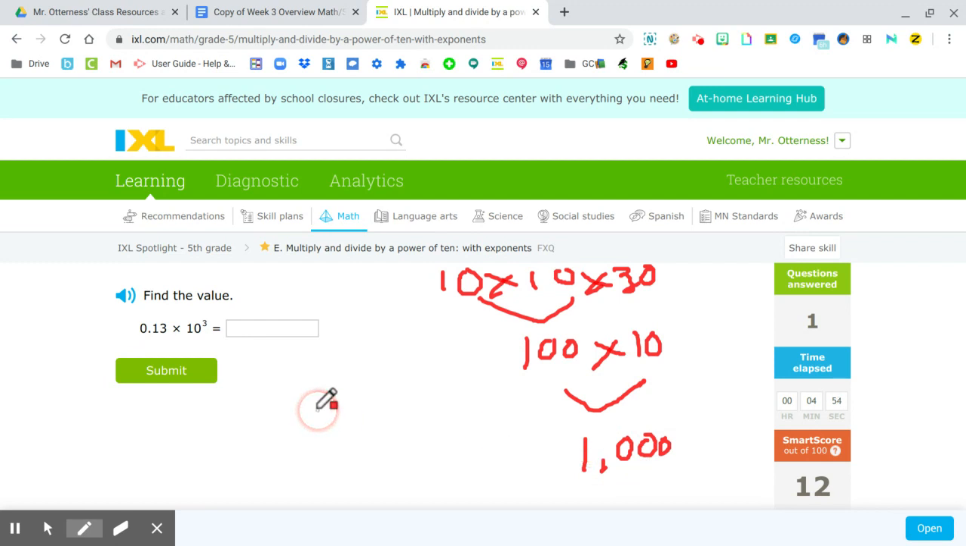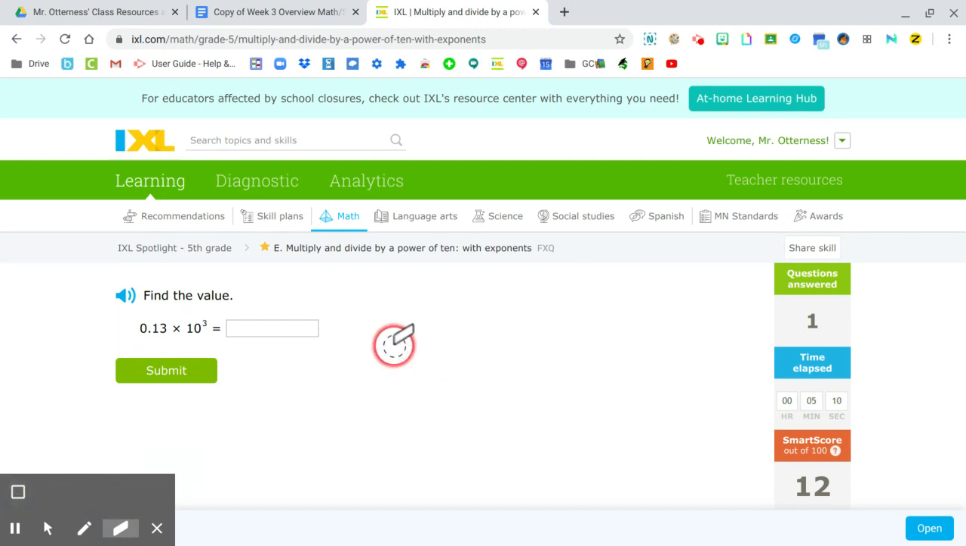But wait a second. Isn't there a shortcut to that too? Why, yes, there is. 10 to the third power is simply 1 with 3 zeros. Look at that. Okay, didn't even have to do all this. Sorry to waste your time. But now you know. All right, so 1,000, right?